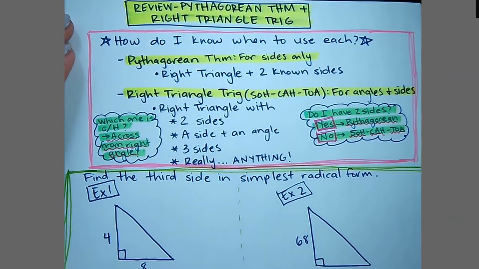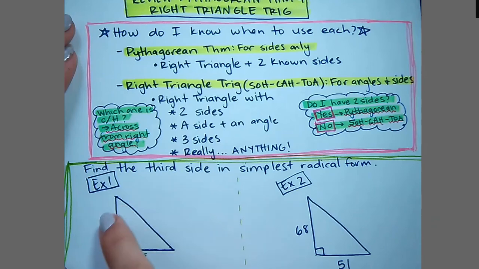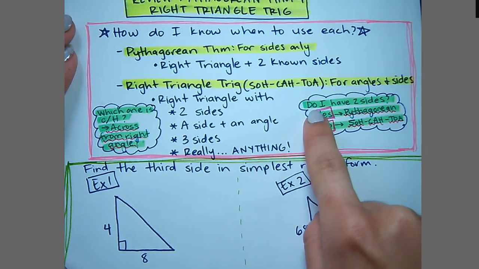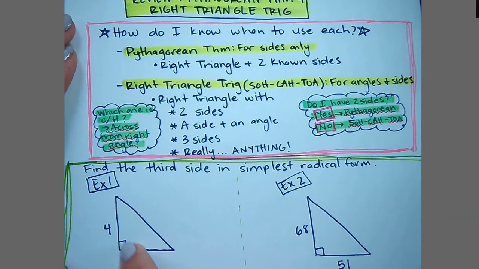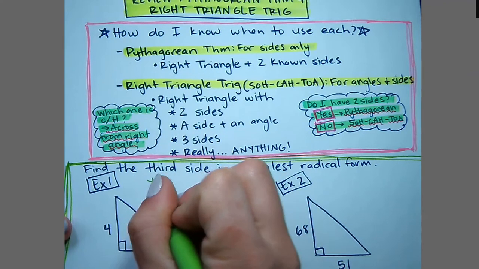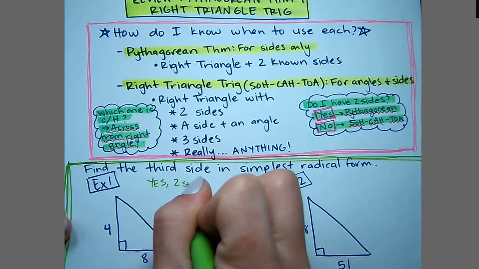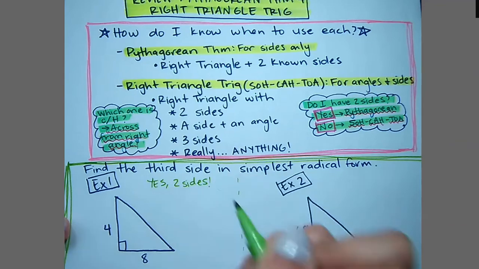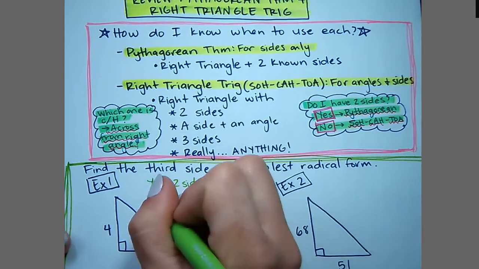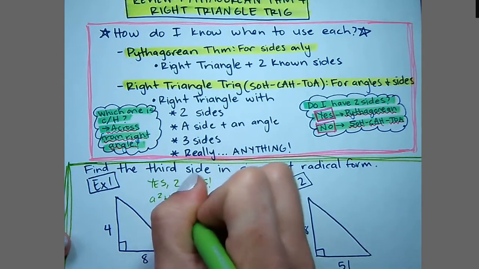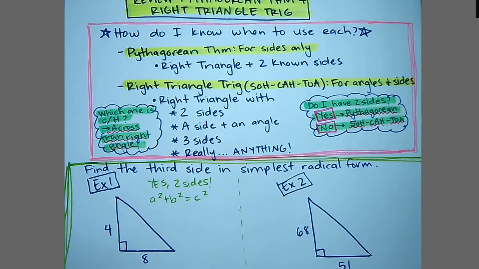Okay, so for this first example, notice we asked ourselves the question, do I have two sides? Okay, so yes, here I do have two sides, so we're going to use the Pythagorean theorem. All right, so this one, yes, two sides. Okay, so that means that we're going to use a squared plus b squared equals c squared.